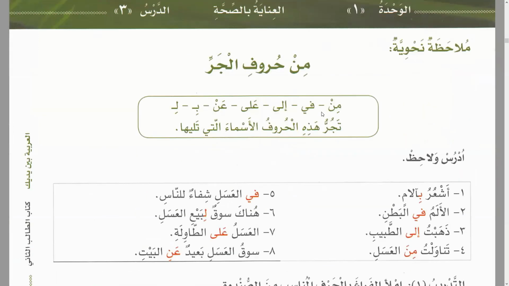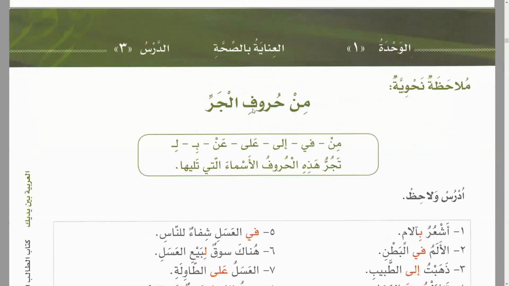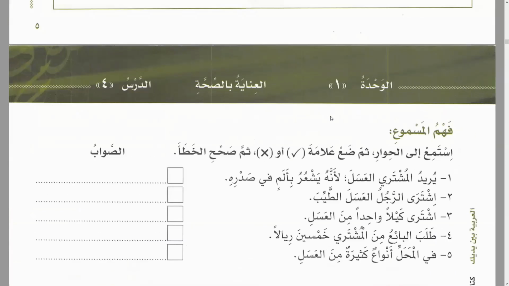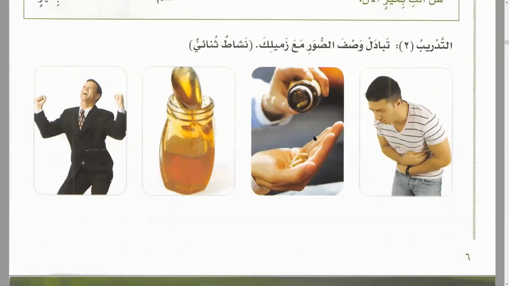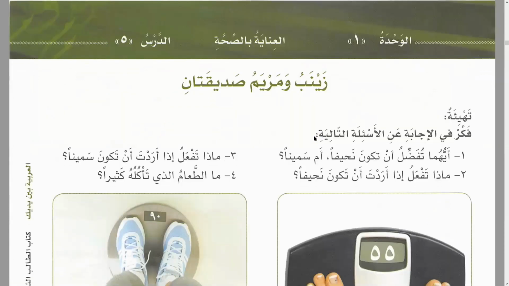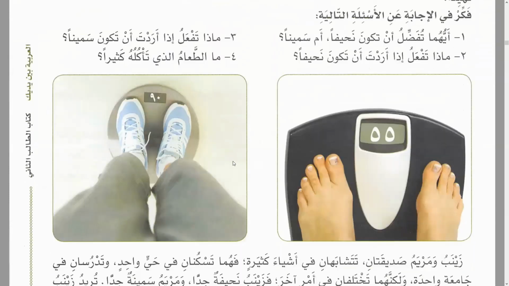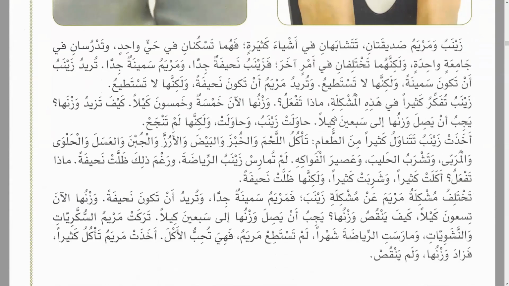And this is how it is. Mulahadatun nahwiya. Then he brings huruful jar, right? All these examples of huruful jar. So many dialogues. Just one dialogue happened, and then we have a second, right? Zainab wa Maryamu sadiqatan. They have a whole paragraph coming now. Zainab is fat and overweight, she is 90 kilos and 55. So they have all this.